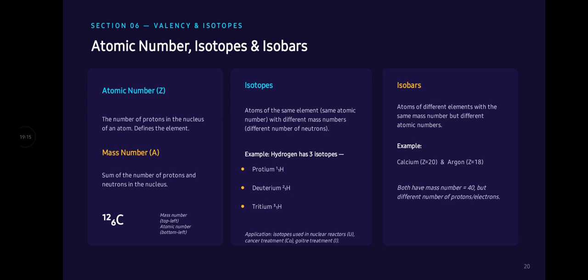Isotopes: atoms of the same element with different mass numbers. Example, hydrogen has 3 isotopes: protium, deuterium, tritium. Isobars: atoms of different elements with the same mass number but different atomic numbers, that is calcium and argon. Both have mass number 40 but different numbers of protons and electrons.